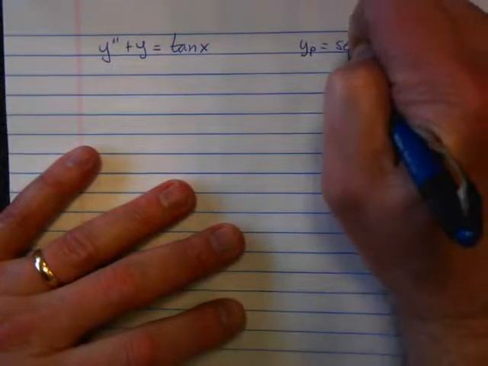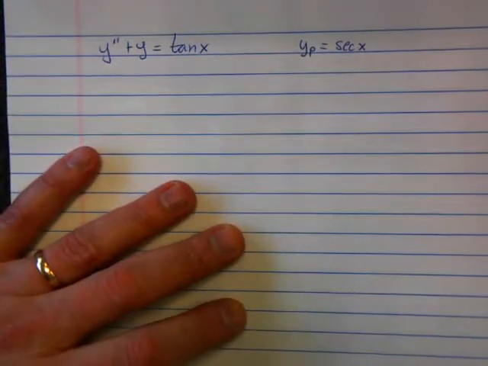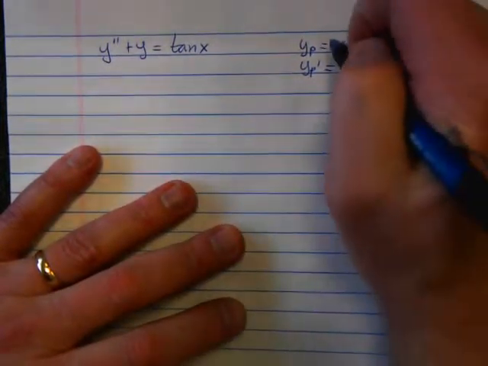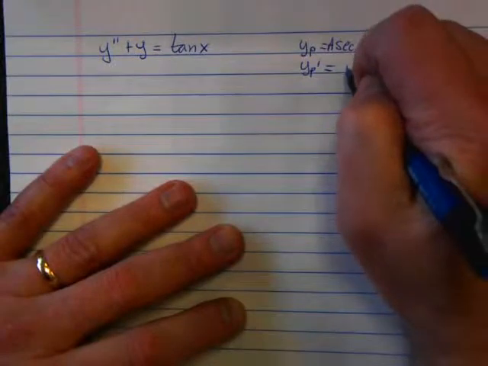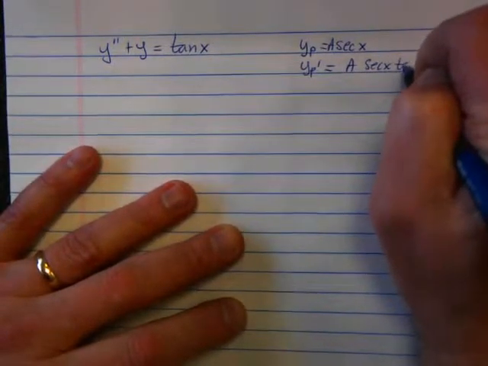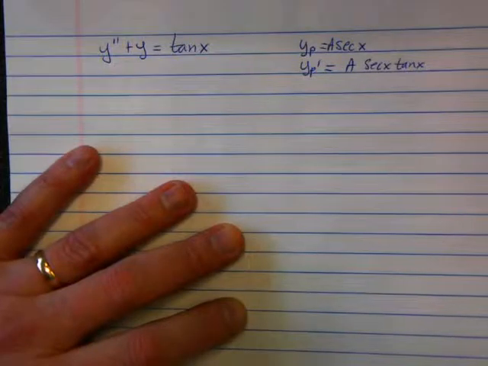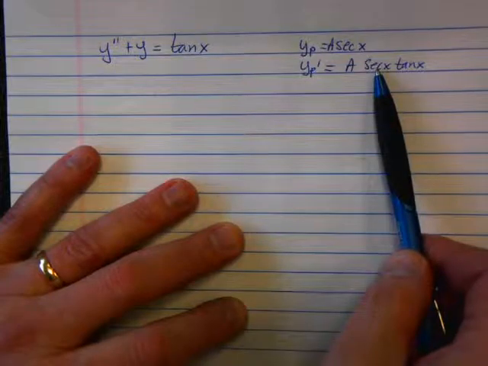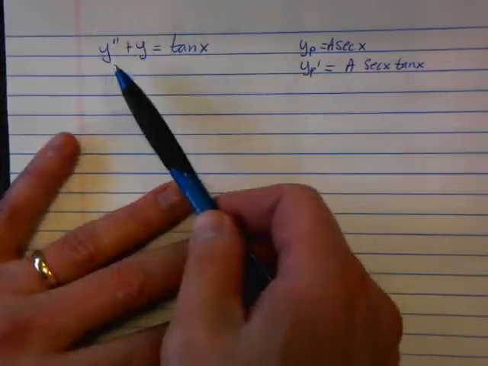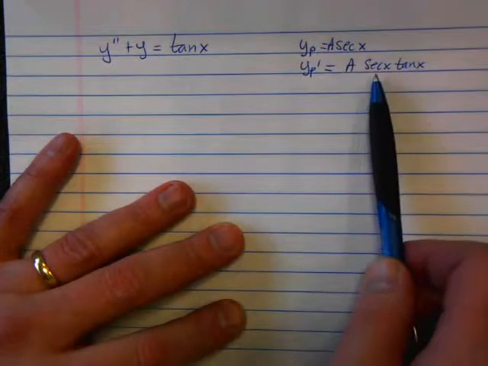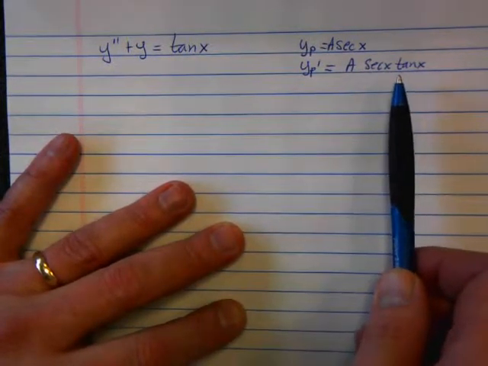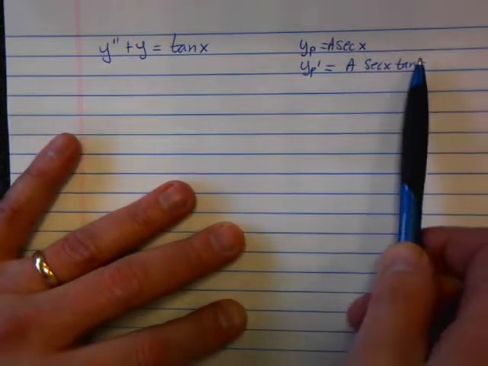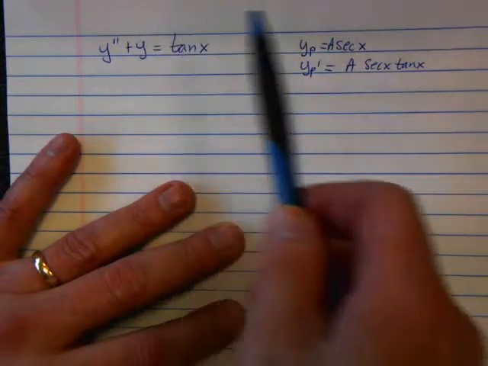The problem with guessing secant x is what happens when you take the derivative. There'd be an a in front, right? The derivative of secant is secant x tangent x. I got your tan again, but unfortunately my tan is being multiplied by a secant. I'm not going to have anything to equate that with on the right hand side. And then when I go to take the second derivative, now I got to use the product rule. It's going to get pretty nasty, isn't it? And we're not going to have the right things to be able to equate on both sides. Not going to work.